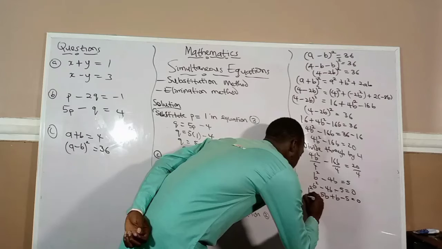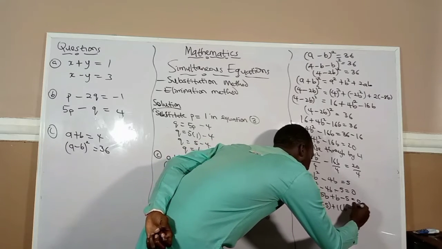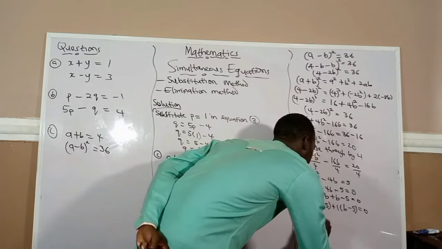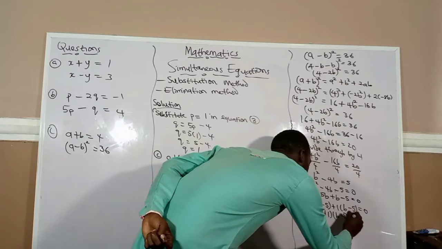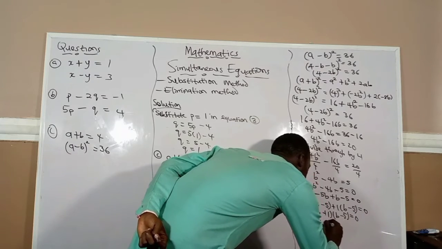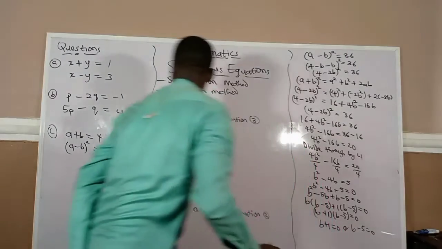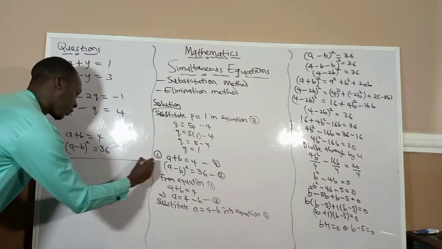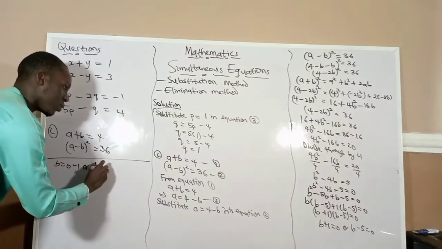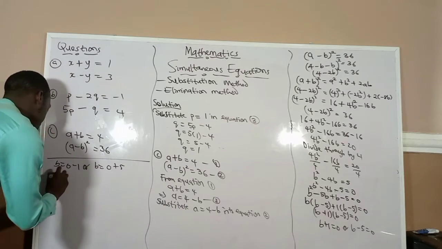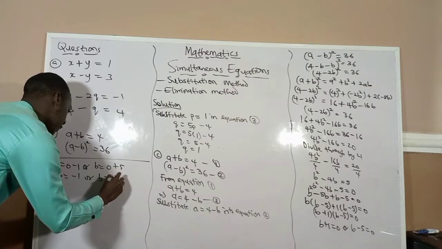So this is going to be b into (b minus 5) plus 1 into (b minus 5) is equal to 0. So (b plus 1) into (b minus 5) is equal to 0. So b plus 1 is equal to 0, or b minus 5 is equal to 0. So I can in turn say that b is equal to 0 minus 1, or b is equal to 0 plus 5. So b is equal to minus 1, or b is equal to 5.